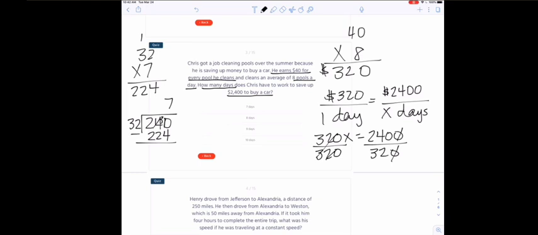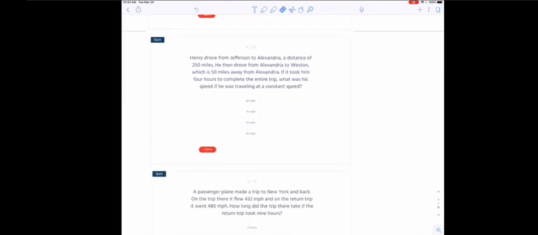So let's subtract it. 10 minus 4 is 6, 3 minus 2 is 1. So we have left over. So 7 days is not enough. We have to bump it up to 8 days. Okay? All right, I hope you got that. Let me go ahead and move on to number 4.